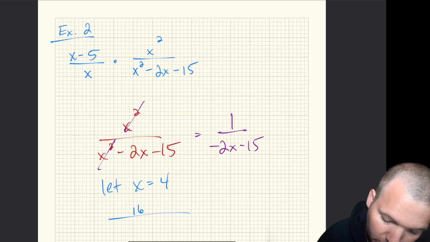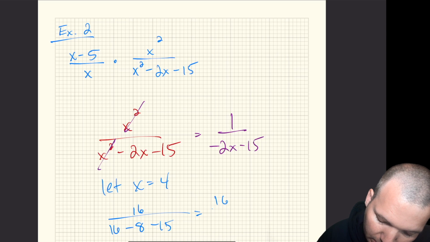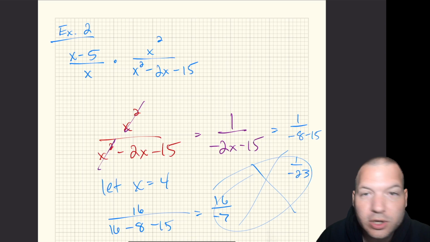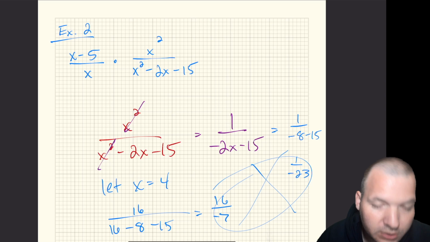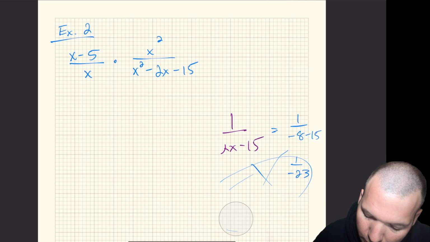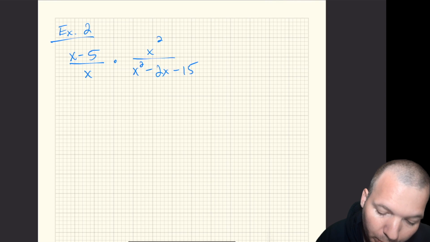This would end up being 4 squared, which is 16, over 16 minus 32 minus 15, which equals 16 over negative 31, I believe is what it works out to. And if we plug 4 in up here, we get 1 over negative 8 minus 15, 1 over negative 23. Those are not the same fractions. And of course, if we changed x, it would change the value of the expression. So this is just not going to work the way that you want it to. We can't cancel out individual parts of a factor.